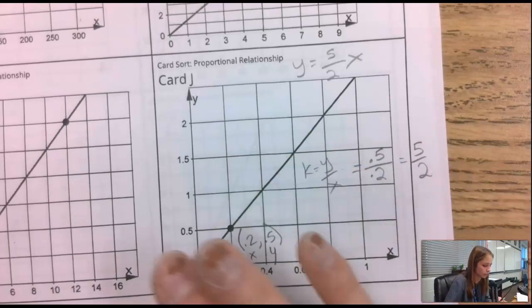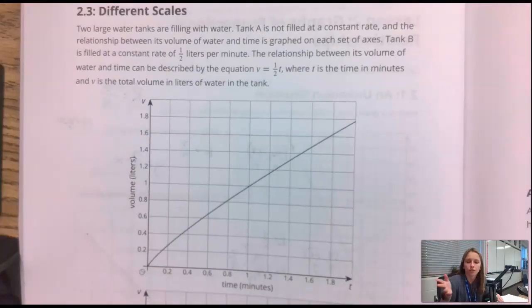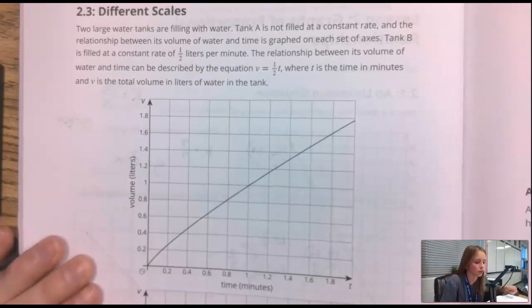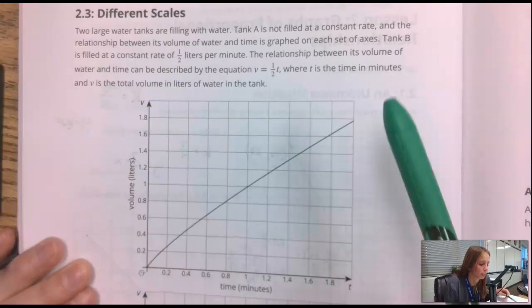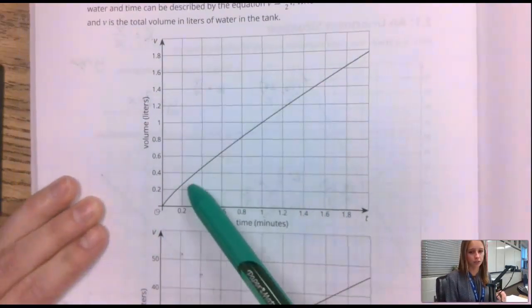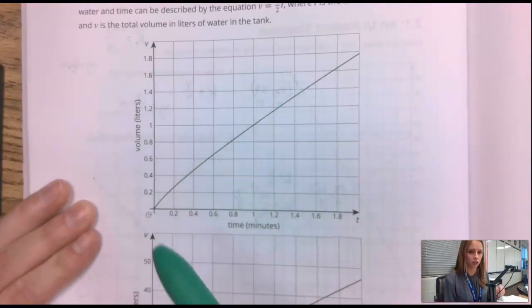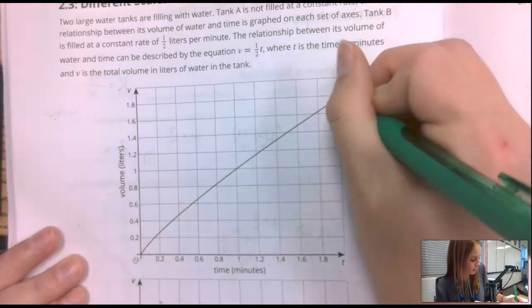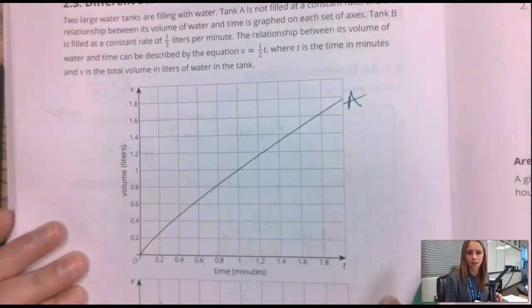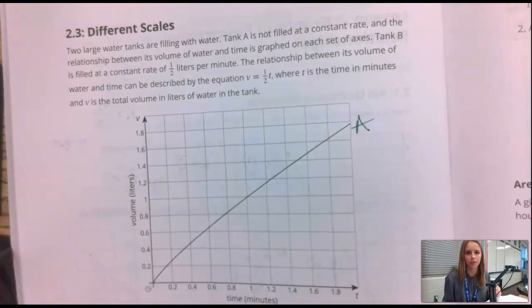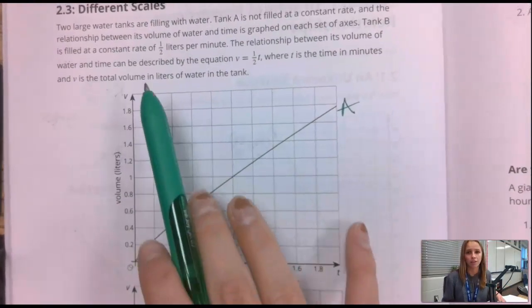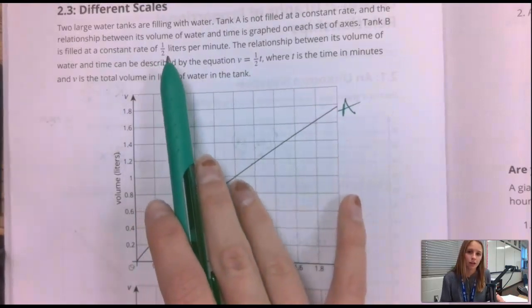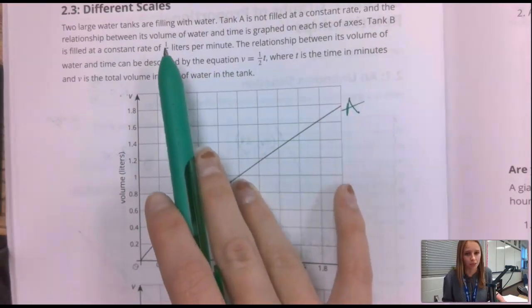Alright, so there's that. Now we're going to go back to our book. Alright, so on to the last activity here. So we have 2 large water tanks filling with water. Tank A is not filled at a constant rate, so you can kind of see how that curves there. So let's go ahead and call that A. And then tank B is going to be filled at a constant rate, but we need to graph that line. And so it's at a rate of half a liter per minute.